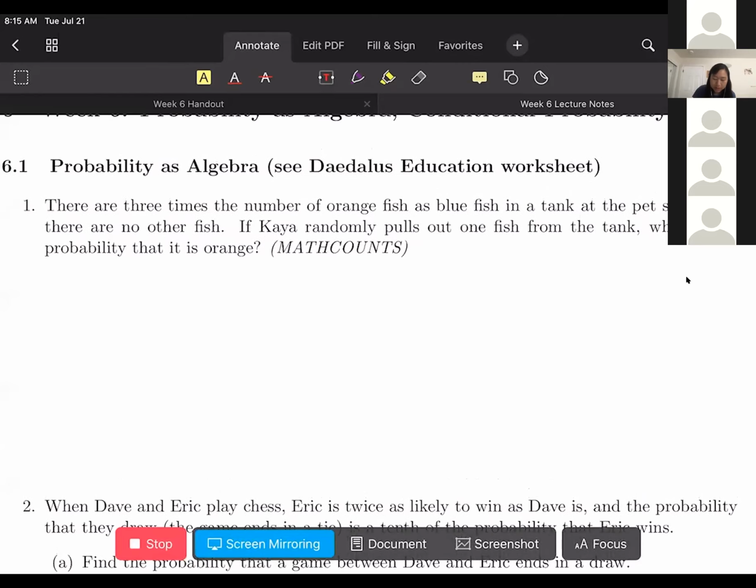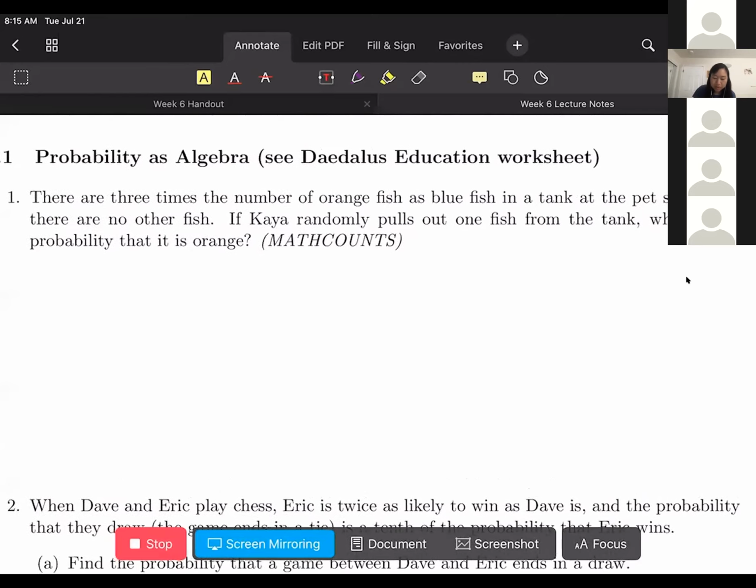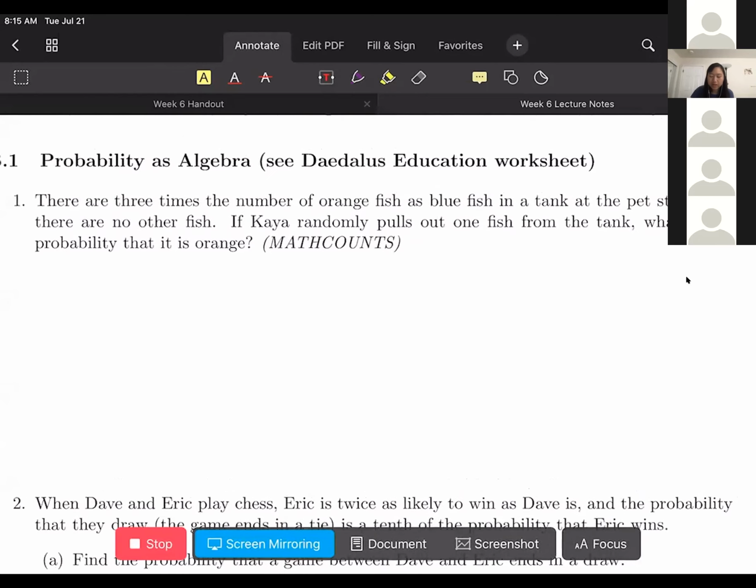This one says, there's 3 times the number of orange fish as blue fish in a tank at the pet store, and there are no other fish. If Kaya randomly pulls out 1 fish from the tank, what is the probability that it is orange? Anyone have any thoughts on how we could get started with this one?